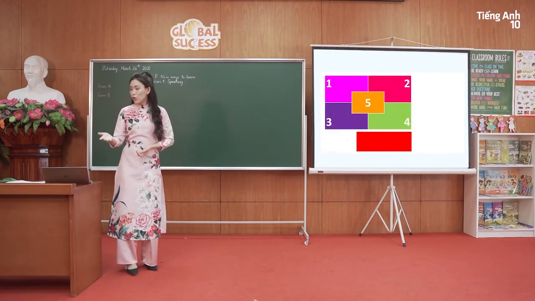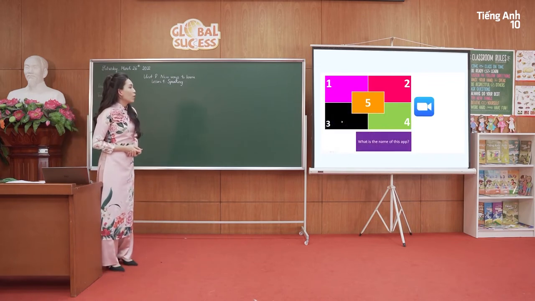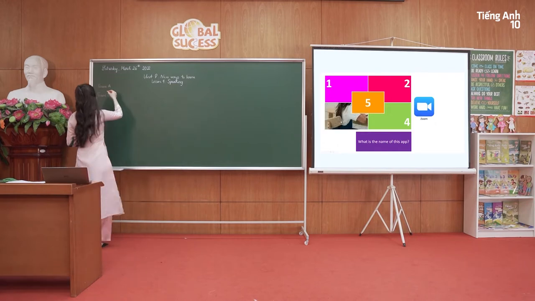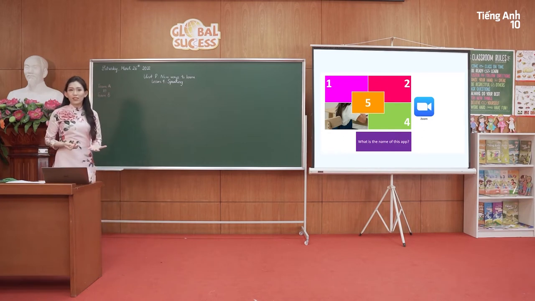Team A, which one do you choose? Picture 3. What is the name of this application? It's Zoom. Correct. You got it very fast because we are using it for learning, right?